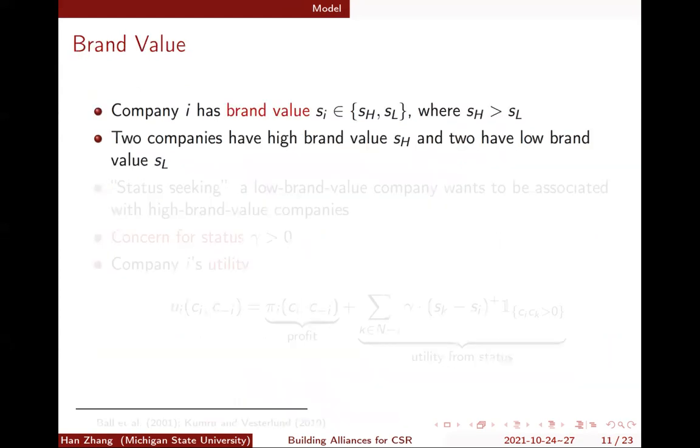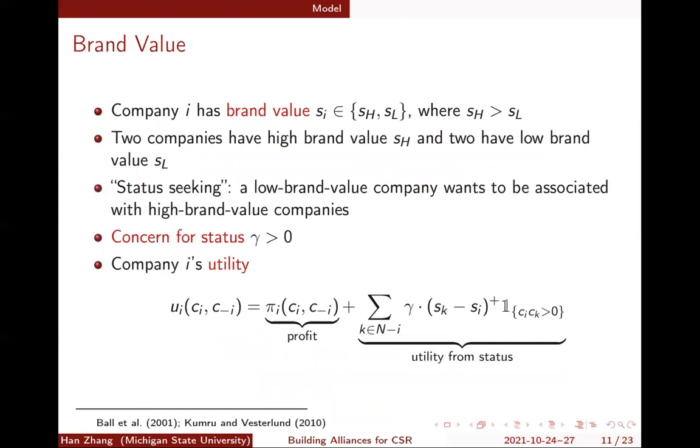On top of the standard public goods game with binary contributions, we add the element of heterogeneous brand value. We use s_i to denote the brand value of company i, which can be either high or low. Among the 4 companies, we let 2 have high brand value and 2 have low brand value.